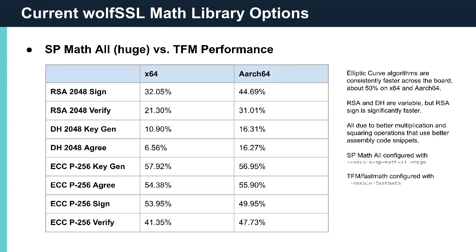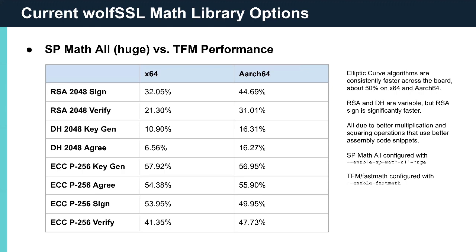Now, if you look at the huge configuration of SP math all, the footprint size is going to be a lot bigger. This is in comparison to our TFM performance, since that library is going to be more performant anyway than big integer. This is percentage faster here. So in all cases, the SP math huge is faster. It just varies depending on operation.